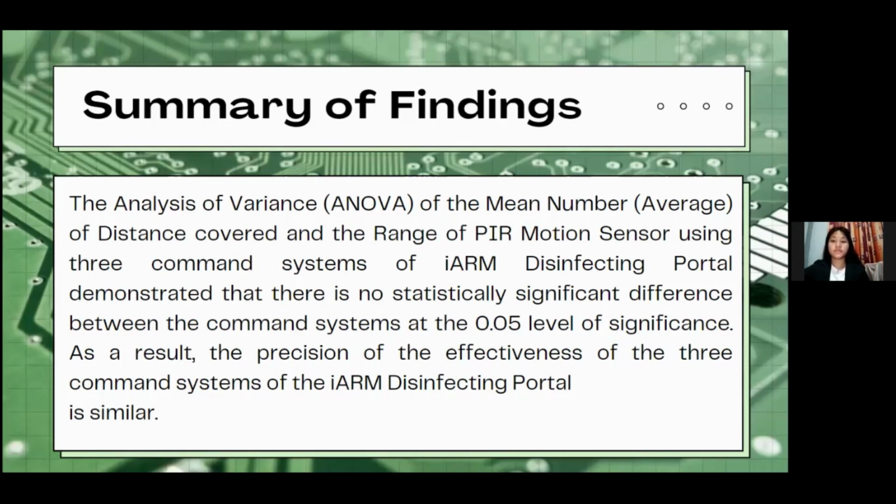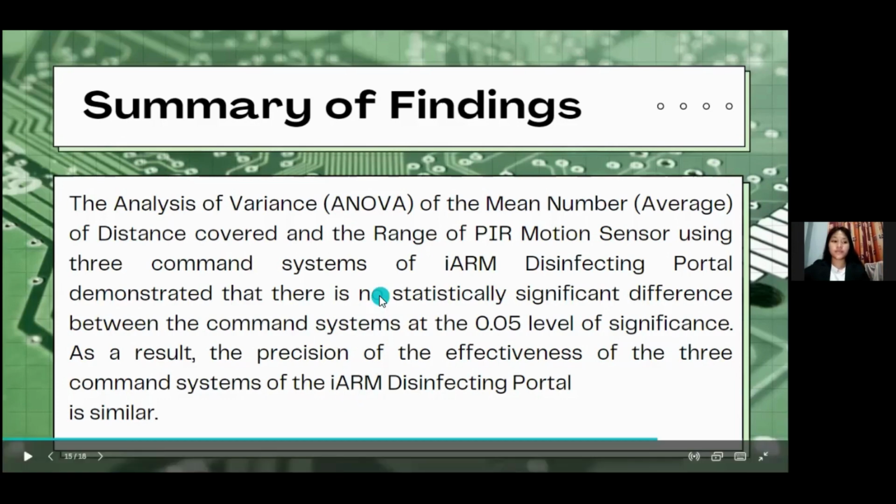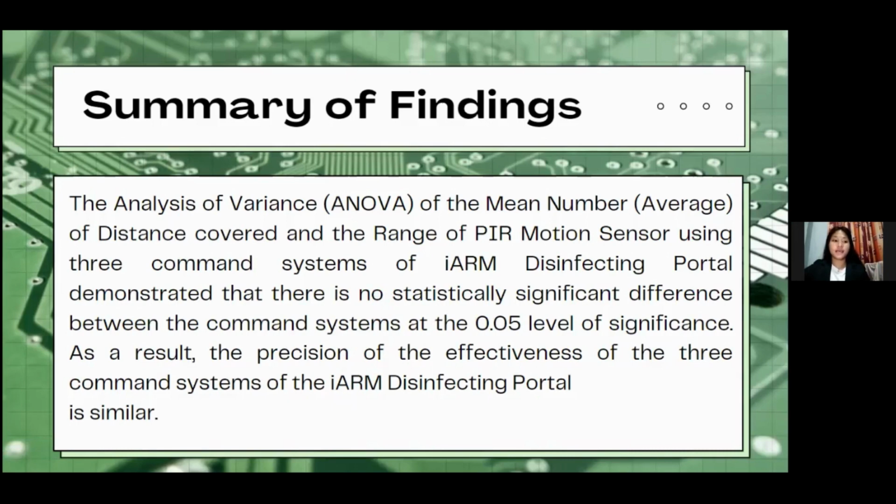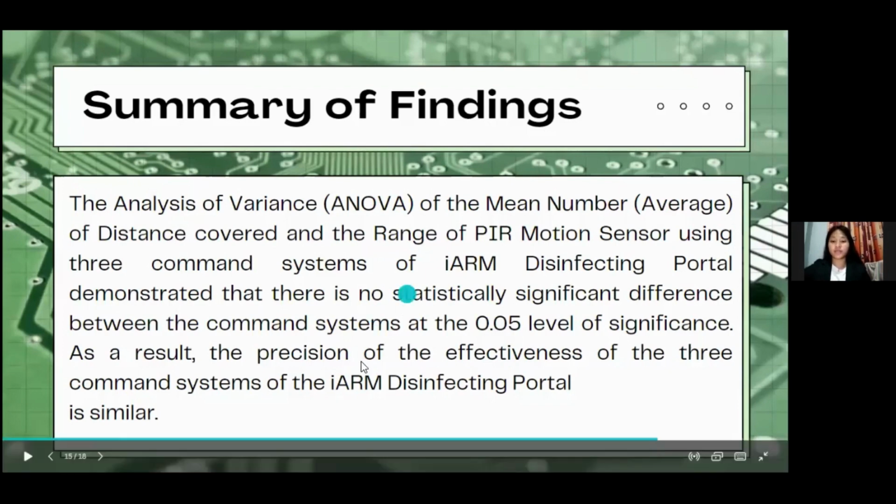Command systems 1, 2, and 3 on ranges of 0.5 meters, 0.3 meters, and 0.2 meters were found effective since they had mean values of 8.6667, 9, and 9.6667, respectively. The iArm disinfecting portal has no statistically significant difference between the command systems and the sensors at the 0.05 level of significance. As a result, the precision of the effectiveness of the 3 command systems of the iArm disinfecting portal is similar.